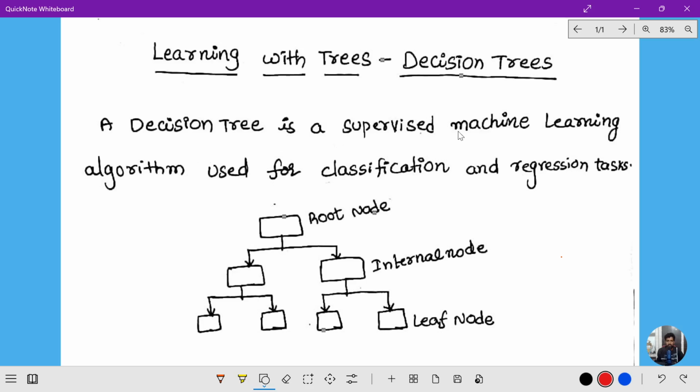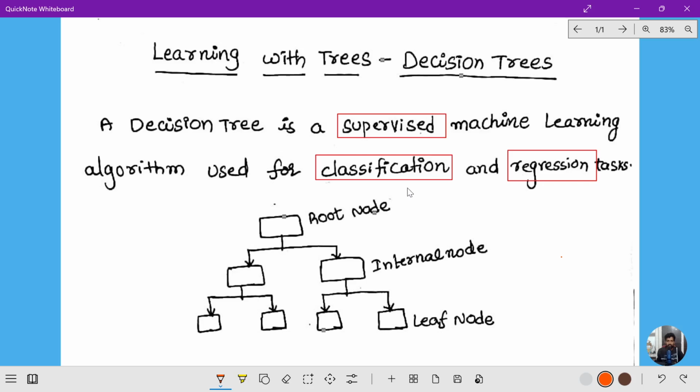A decision tree is a supervised machine learning algorithm used for classification and regression tasks. Okay, so what is the main purpose of this decision tree? It is a supervised machine learning algorithm. So what is the meaning of supervised learning algorithm? It is going to use labeled data. So the main purpose of this decision tree is that we are going to use it for classification as well as regression tasks. So remember all of you, a decision tree is a supervised learning algorithm. Moreover, it is used for classification and regression tasks.